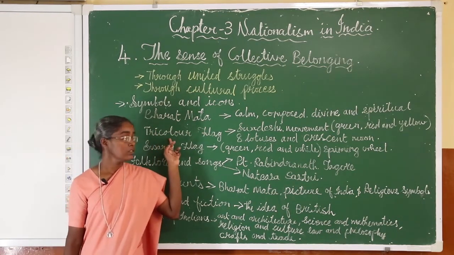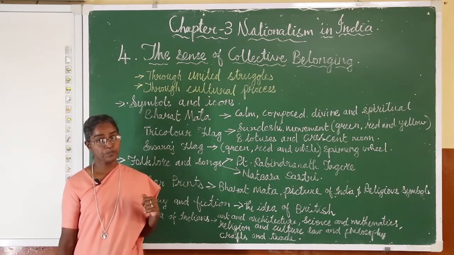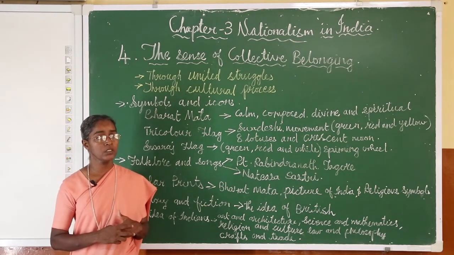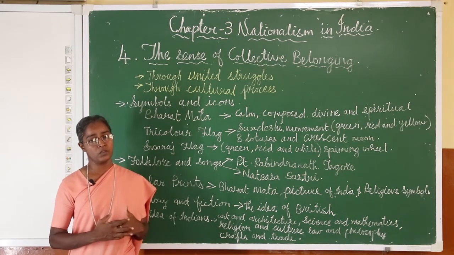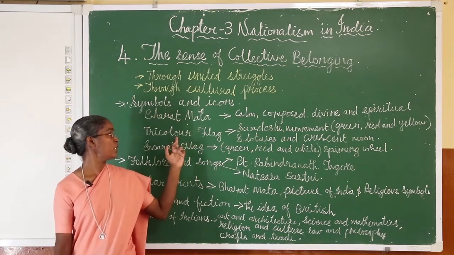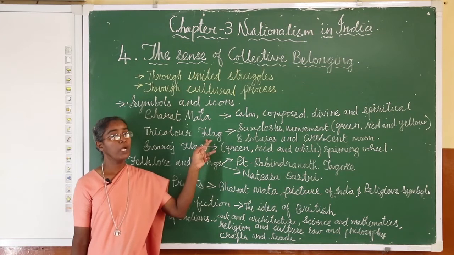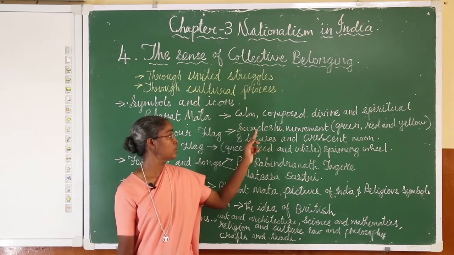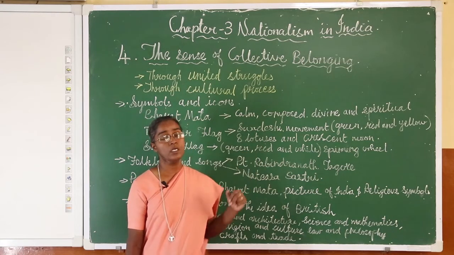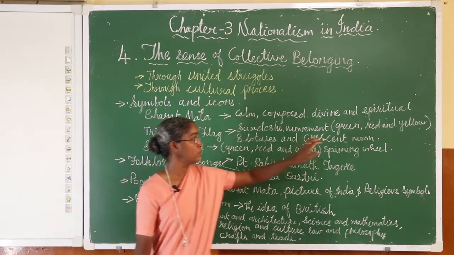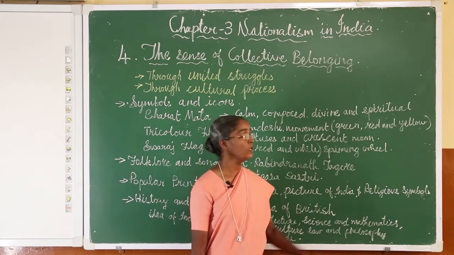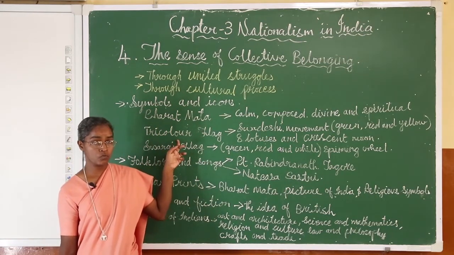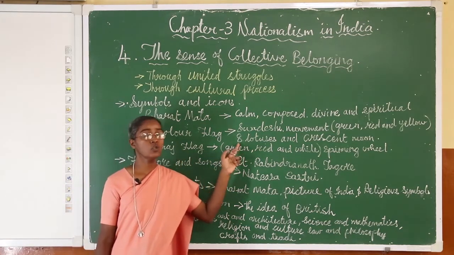And the second one is the tricolor flag. When this protest was going on against the Britishers, the people themselves used some symbols to unite themselves. Now, one of the symbols that was used is the tricolor flag in Bengal. Now, during what movement was it used? This was used during the Swadeshi movement in Bengal. Now, this tricolor flag had the colors green, red and yellow. These are the three colors the tricolor flag used in Bengal during the Swadeshi movement had. And also it had eight lotuses.